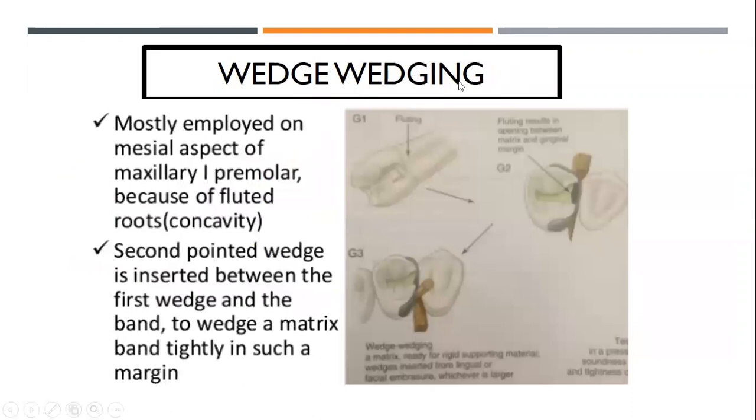And then we have another important technique, wedge wedging. Wedge wedging is basically employed for the mesial aspect of the maxillary first premolar because of the fluted roots, the concavity which is present in the roots. First we place a normal wedge the way we usually do, and then we place a second pointed wedge which is inserted between the first wedge and the band to wedge the matrix band tightly in this margin, because this is the area where there will always be an opening. So to reduce the opening, we place another wedge on top of it. Okay.